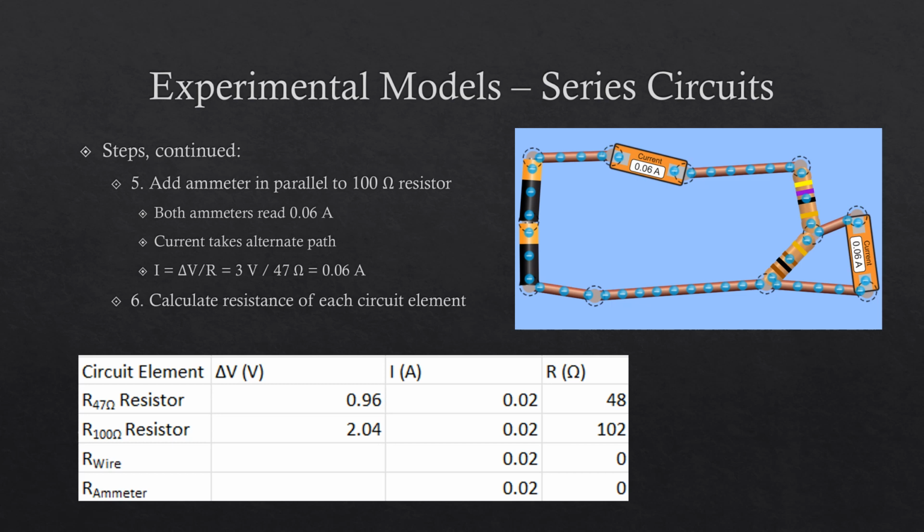Then I added an ammeter in parallel to the 100 ohm resistor. This led to both ammeters reading 0.06 amps because the current was able to take an alternate path and go around the 100 ohm resistor. So the current was 0.06 amps as read by the ammeters. I then calculated the resistance of each circuit element, which is shown below in the table.